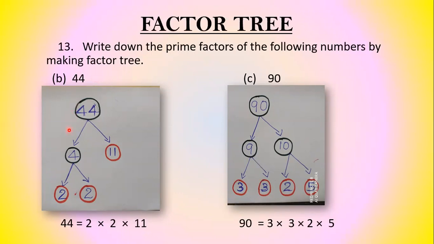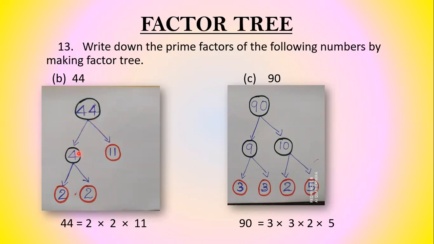Out of these three, we can take any grouping, any factors. I have taken 4 into 11. You can take 2 into 22 also. But don't take 1 into 44, because 1 is not a prime number. So either you take 2 into 22 or 4 into 11. So 44 is factorized into 4 and 11.